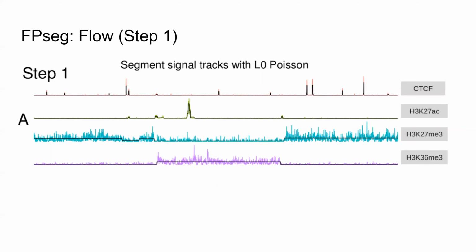Now I will be going through the flow of our algorithm. The first step is to segment each track with Poisson L0 segmentation. The black lines are the L0 approximation of the tracks, and it works with raw count data directly. And it is really fast. Except for some pathological cases, it runs in linear time.